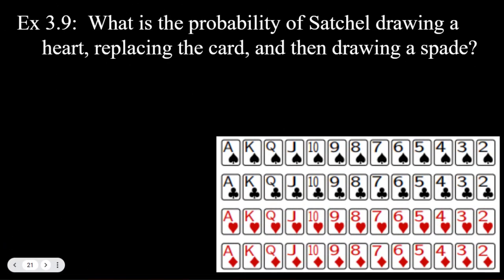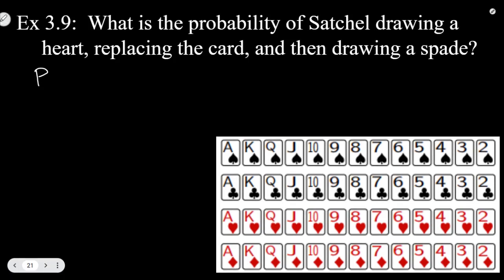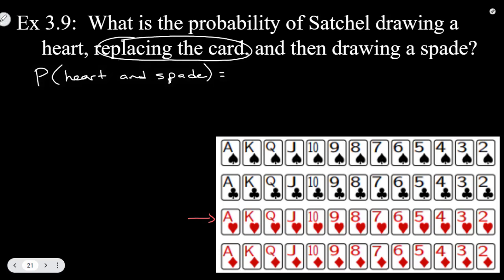Example 3.9. What is the probability of Satchel drawing a heart, replacing the card, and then drawing a spade? So probability of heart and spade. Now, remember we did one earlier that was an OR problem. That's different than this. So the chances that Satchel draws a heart, remember, is this row right here. That would be 13 out of 52. Well, actually, let's go back before we even get to that. These two events, because we are replacing the card, are independent. So that means we're going to be able to take the probability of getting a heart times the probability of getting a spade.